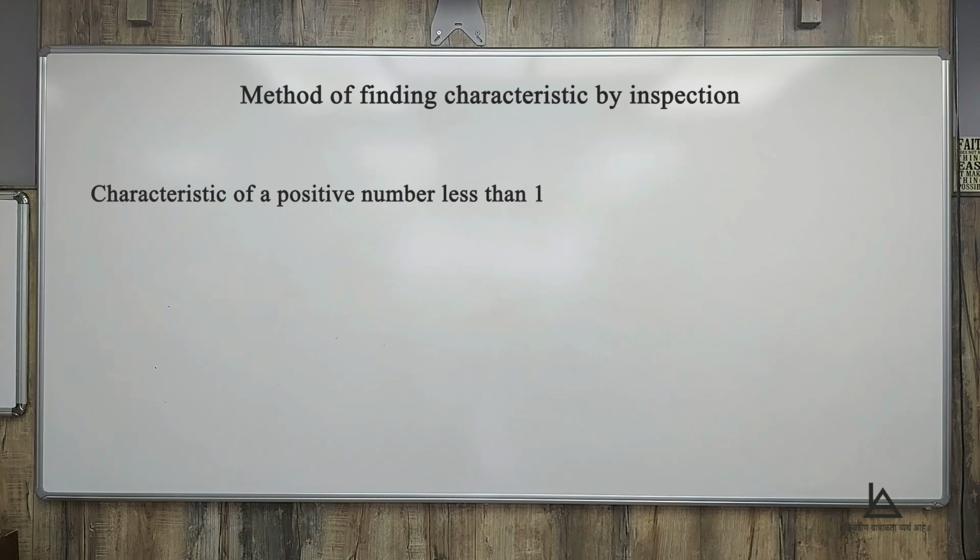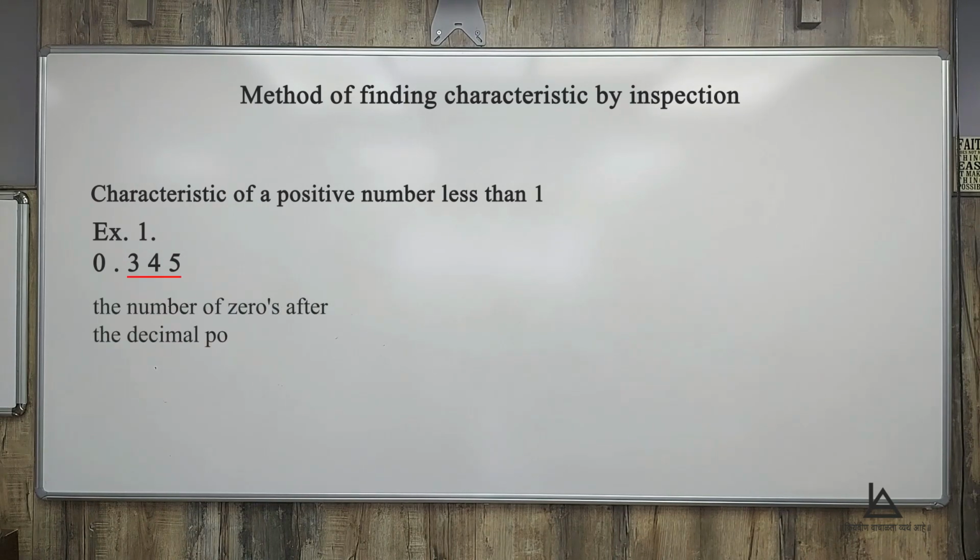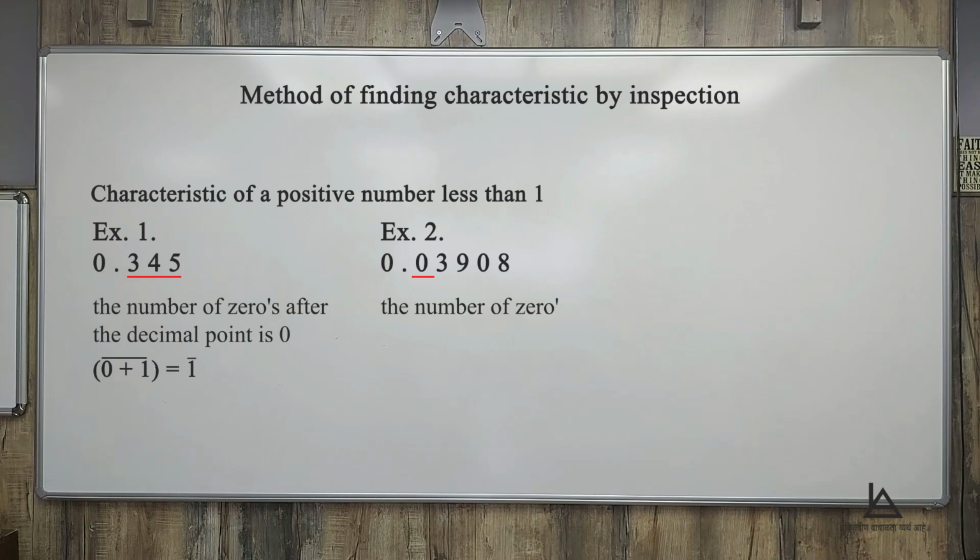Let's take an example. Suppose we have 0.345. The number of zeros after the decimal point is 0, and so according to the rule, 0 plus 1 is equal to 1 bar, which is the characteristic of this number. Let's take one more example. 0.03908. The number of zeros after the decimal point is 1, and therefore the characteristic is 1 plus 1, which is equal to 2. 2 bar is the characteristic of this number.